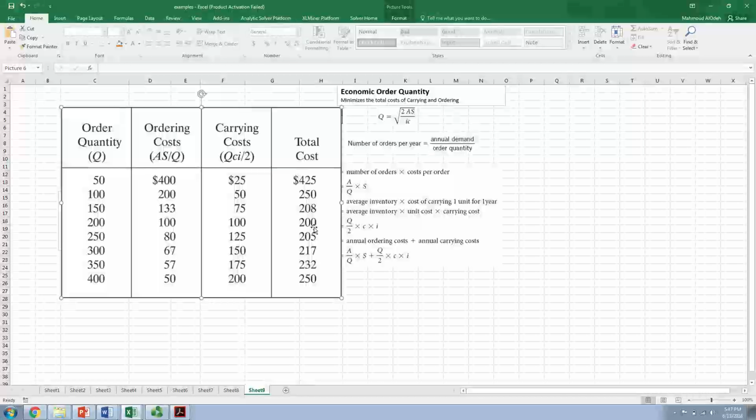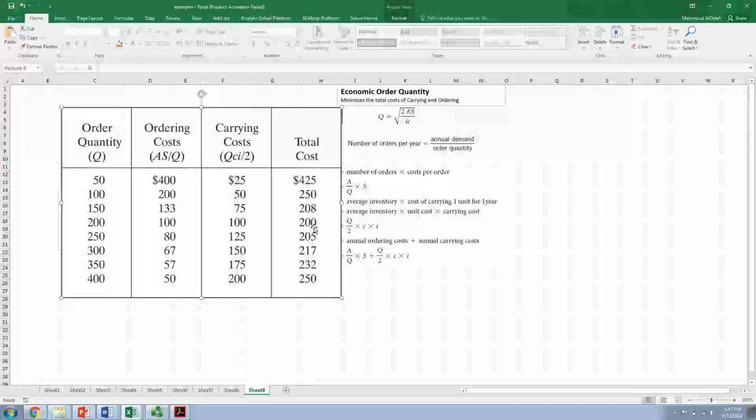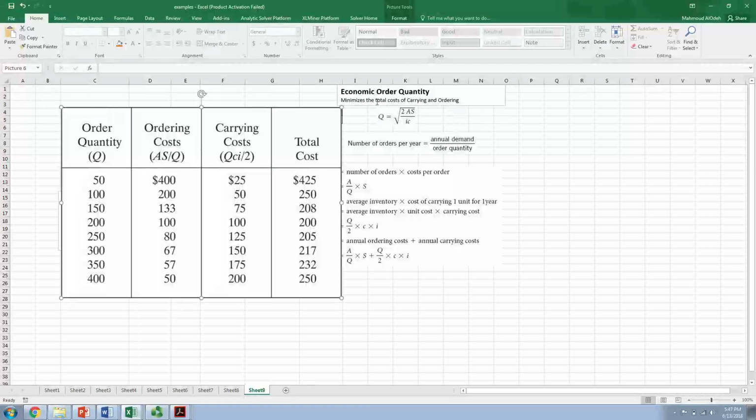After we make the ordering cost equal to the carrying cost, we came up with this equation. The ordering cost equation is A times S divided by Q, and we made this equal to Q times C times I divided by 2. We'll talk about the abbreviations in a second. After making these two equations equal, we solved for Q, and we came up with this equation: Q is the square root of 2 times A times S divided by I times C.